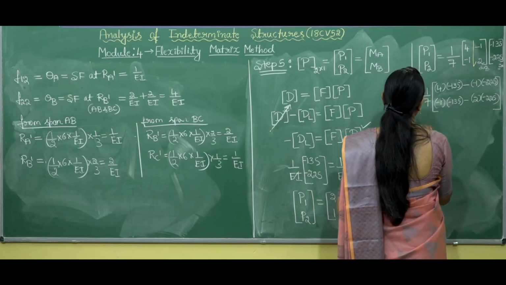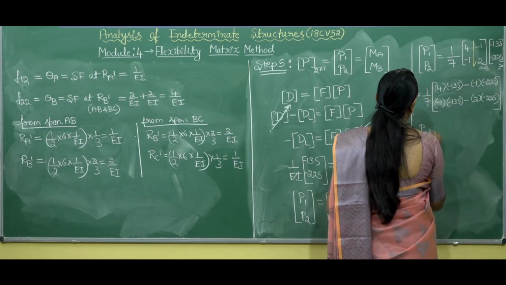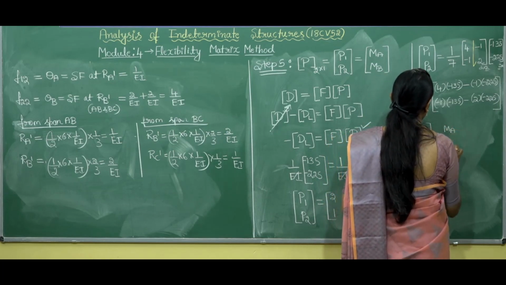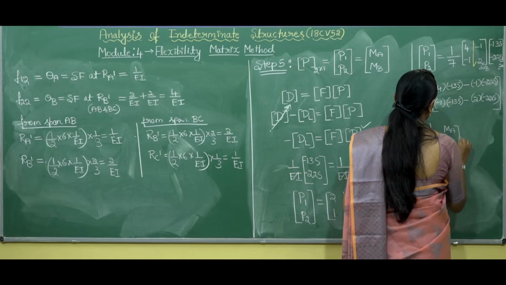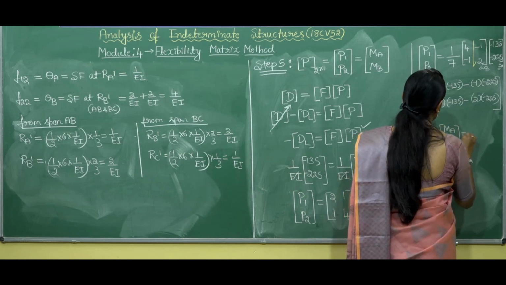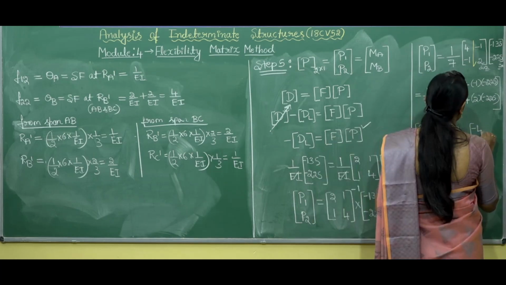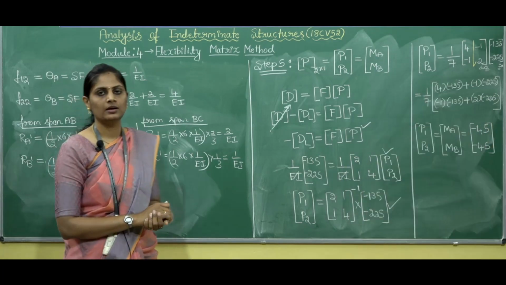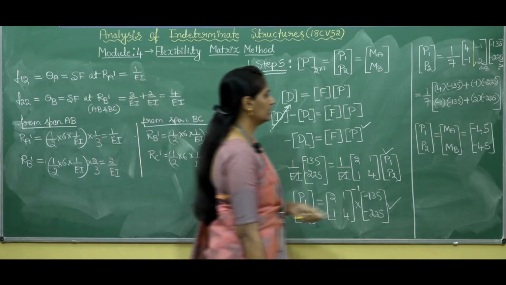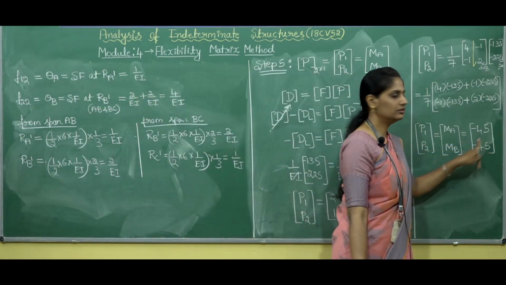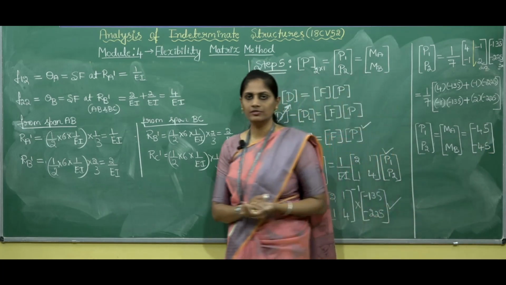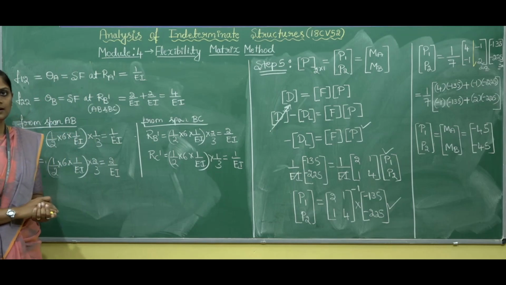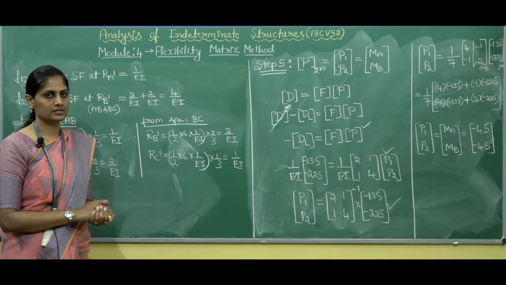Solving this, we get P1 and P2, which are nothing but MA and MB, equal to minus 45 and minus 45. Therefore MA is minus 45 kilonewton meter and MB is also minus 45 kilonewton meter. So we got the values for the marked unknown redundants.